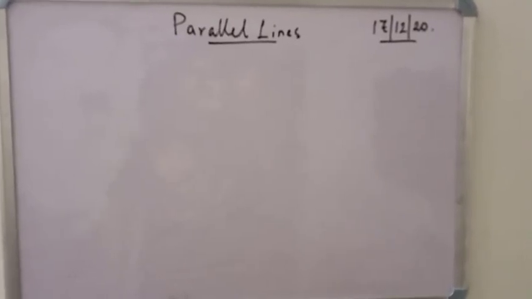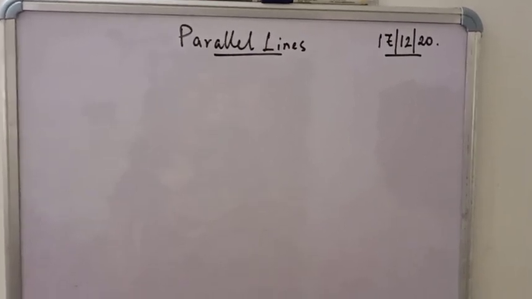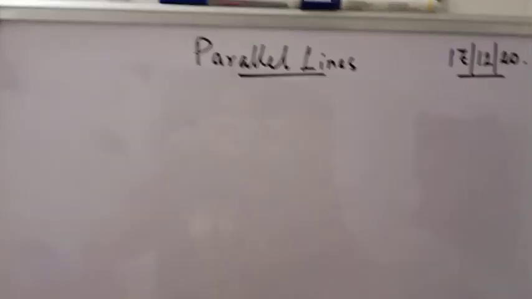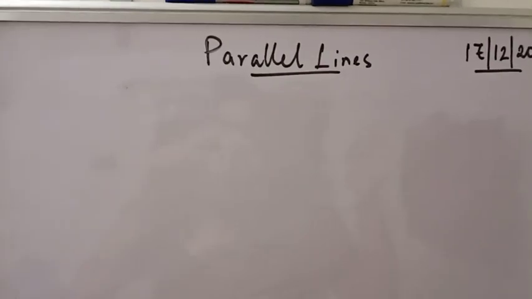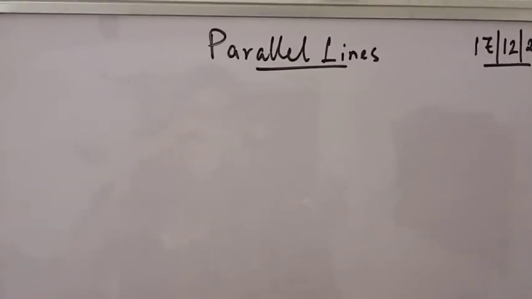Today we are going to discuss parallel lines. So what are parallel lines? Parallel lines means two lines that do not intersect each other. They go on extremely far, but they do not intersect each other. This is called parallel lines.